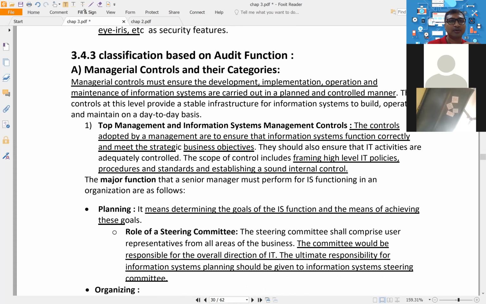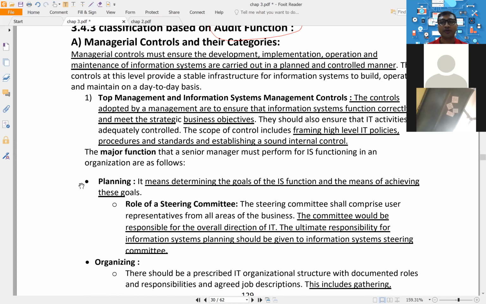Now, if you remember, audit function. Now, why is this name audit function? Because it is not possible for an auditor to audit all the controls. So what we have done, we have divided the controls into two parts. One is managerial, another is application.